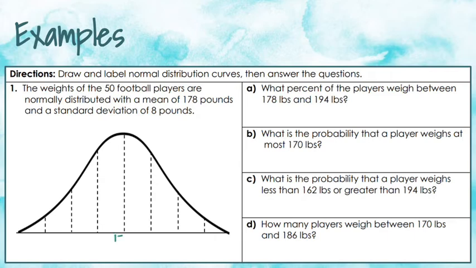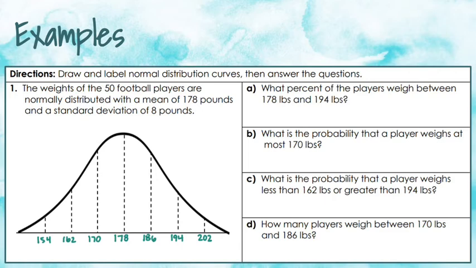So that means that this center line represents 178 pounds. And then if each line is a standard deviation away from the mean, and the standard deviation is 8 pounds, then if we add 8 pounds to 178, we should get the next value of our dotted line. And then we will add 8 pounds again, and one more time. Then we're going to subtract 8 pounds so that we can get the numbers on the left. Subtract 8 again, and one more time. So these are the values that each of these lines represents.